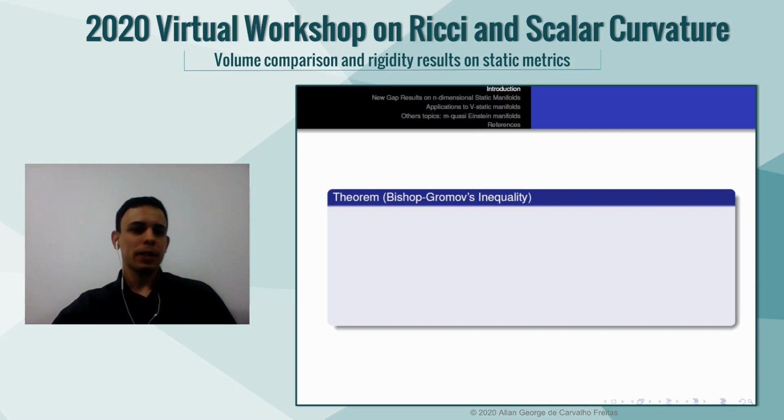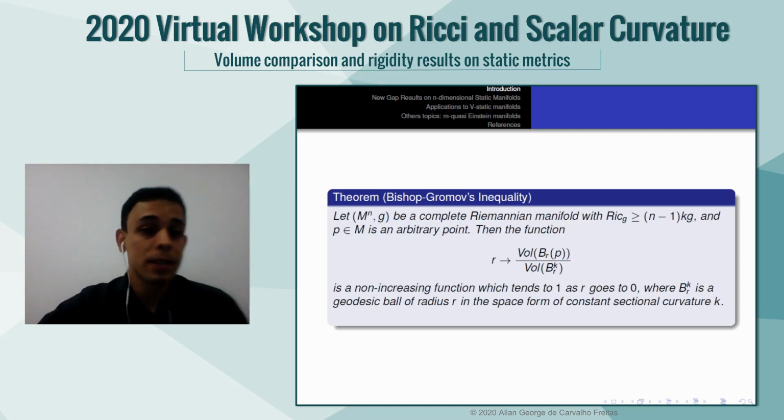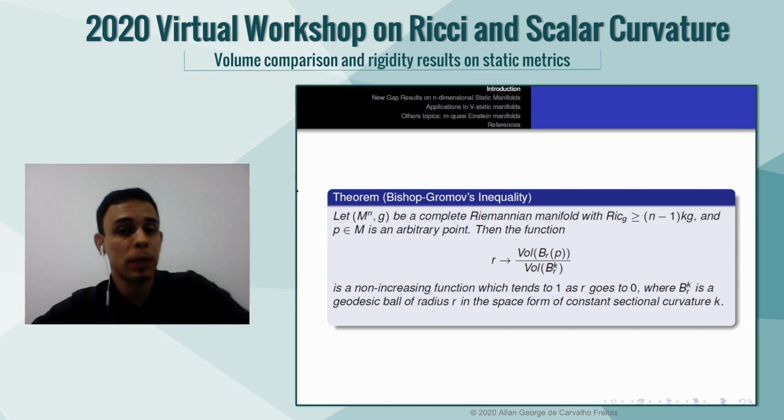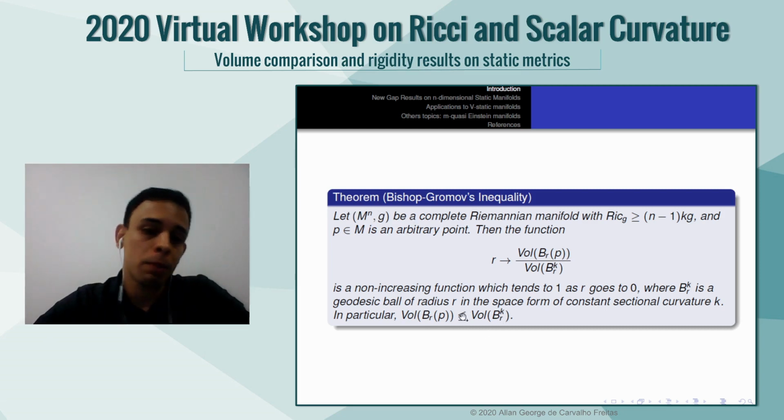Answering this question, we have the famous Bishop-Gromov inequality that says that if you have a complete Riemannian manifold and compare its Ricci curvature with the curvature of a space form, then we can compare the volume of a geodesic ball in this first manifold and a ball in a space form.